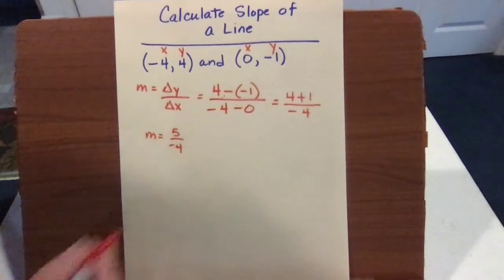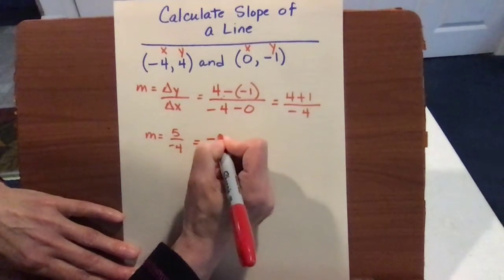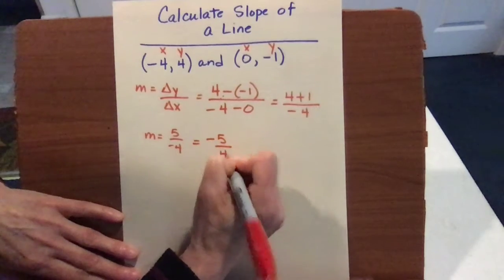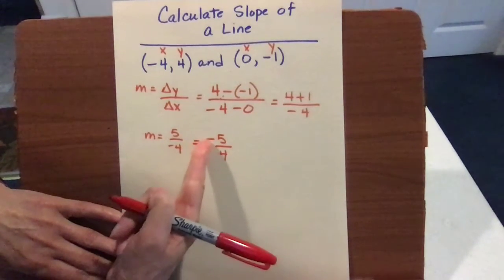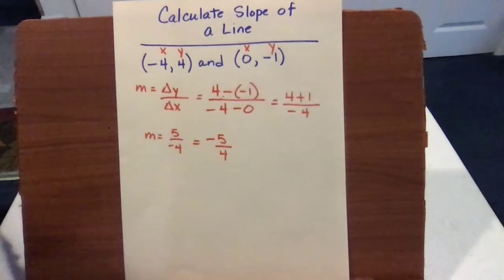Okay, now a positive divided by a negative is a negative answer. So just put the negative in a neutral position or in the numerator. So it's the same as negative 5 over 4.